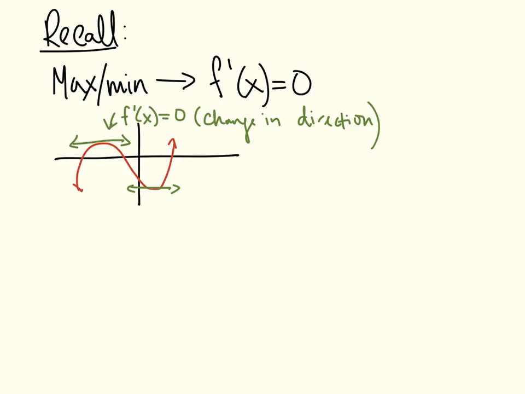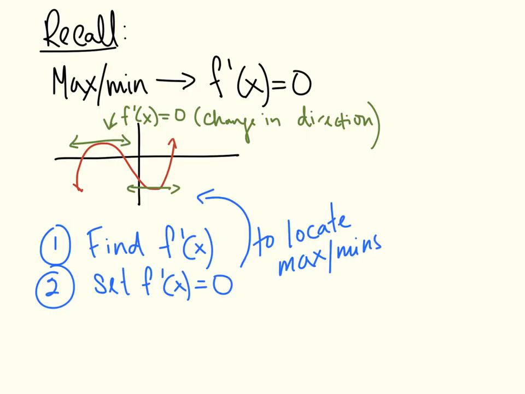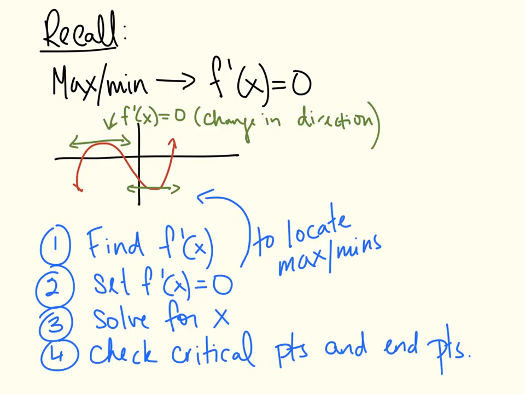So how can we determine the max or min of a function solely based on its equation? We kind of did this in the last lesson. First, find the derivative, f prime of x, set it to 0, solve for x, and then check our critical points and our endpoints. This is extremely useful because if we have a function that is a mathematical model of a real-world scenario, we can easily find the location of a max or min value.